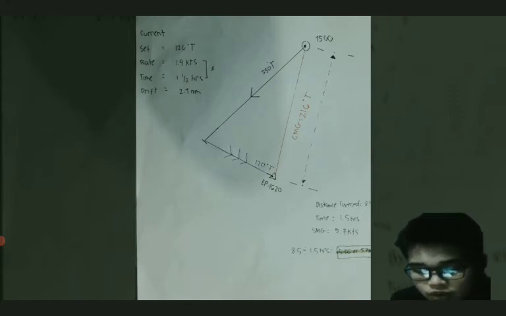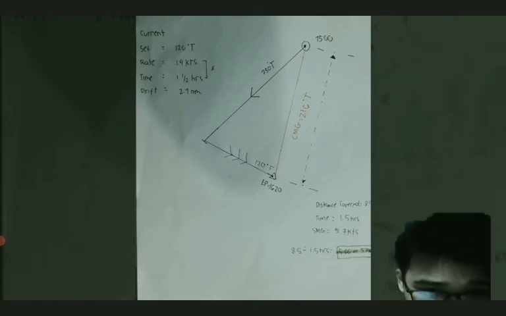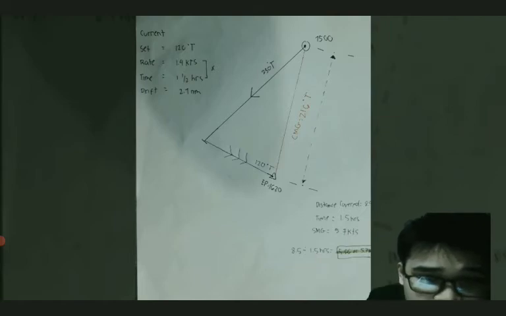So that means that although you intended to steer the vessel on a course of 230 degrees true, because of the effect of the current, our vessel will actually steer a course of 216 degrees true. Okay, so now we will solve for the speed method.